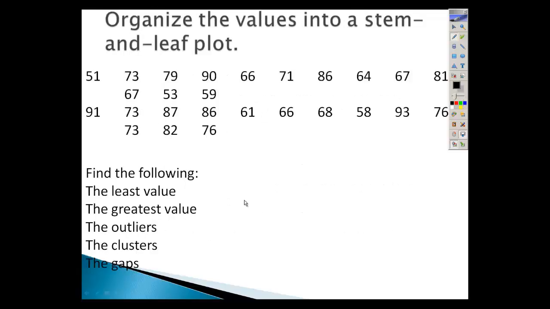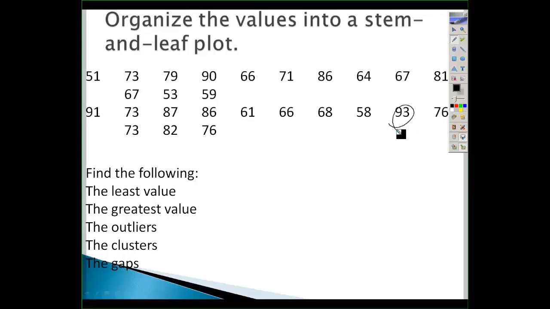What I want to do is organize all this data into a stem and leaf plot, and I want to find the least value, the greatest value, the outliers, the clusters, and the gaps. Now let me just make sure I don't have any numbers hidden over there. Okay. These are the ones that I want to use, this data. So what I need to do first is identify the smallest and the largest numbers. I think that 51 is going to be my smallest, and 93 is going to be my largest, just for the sake of getting my chart started.